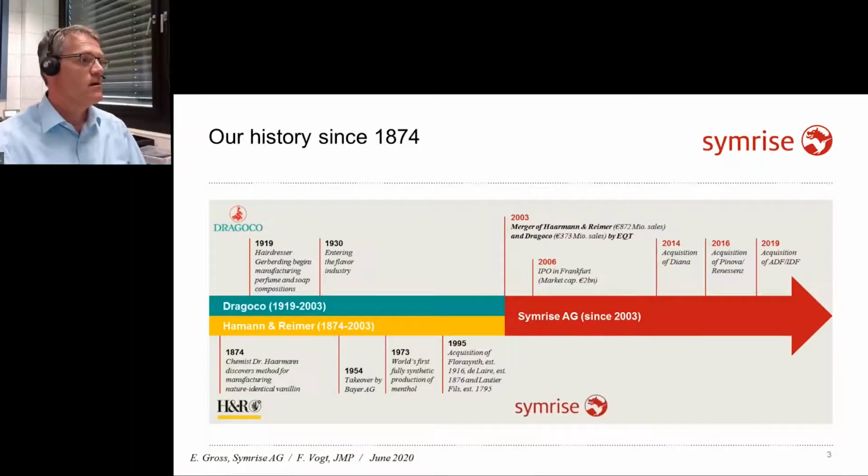So Symrise was founded a long time ago. The first foundation was in 1874 with the formation of Haarmann and Reimer. Several years later, Dragoco joined in the local vicinity. Since 2003, both companies were joined, and since then we are under the name of Symrise, growing organically and with acquisitions.